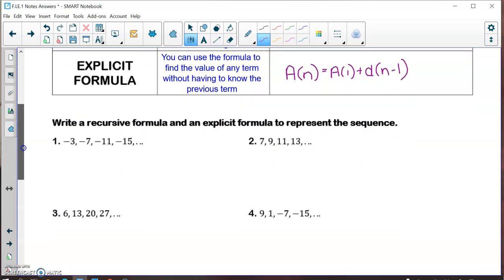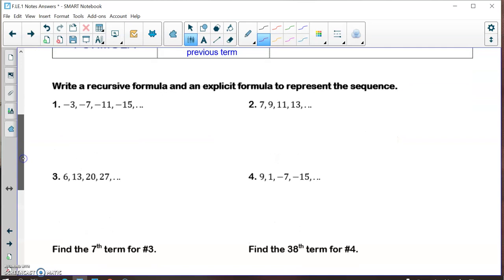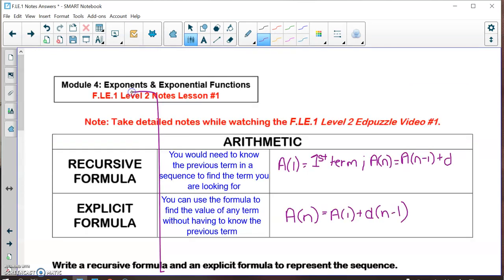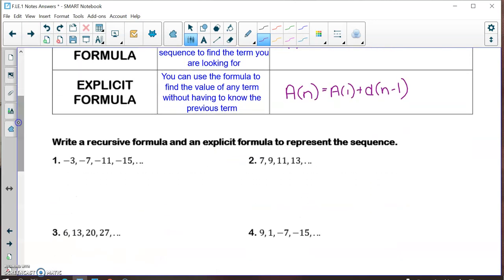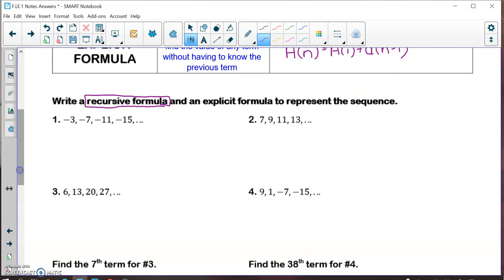Looking at numbers 1 through 4, we want to write the recursive formula and the explicit formula for each of these sequences. Let's do the recursive formula first, and let's label our work. So I'm going to do R for recursive formula. Let's write the recursive formula. How we do this is we write a of 1 is equal to -3, because that's our first term.